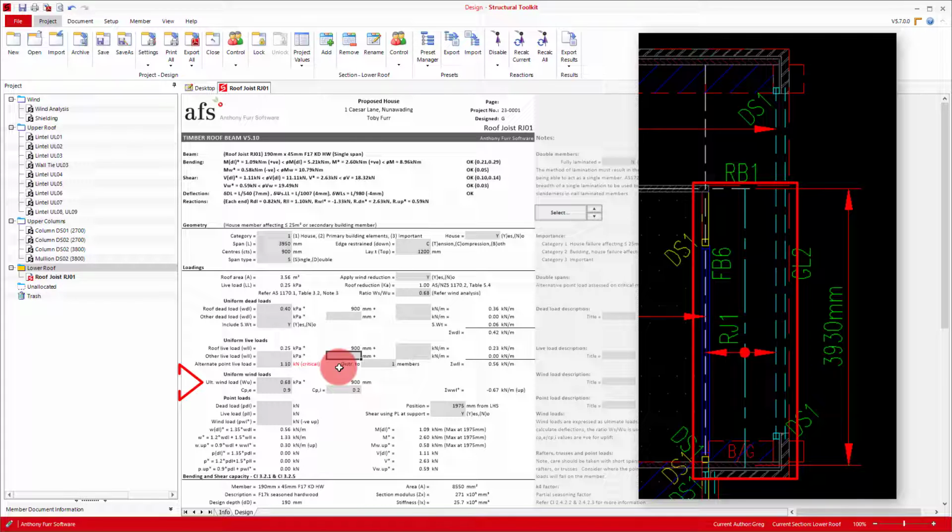Just as a reminder, our ultimate wind load input has been determined by our wind load project value we set up in a previous video, just like the house input to the top right.